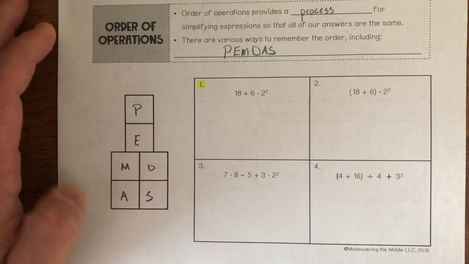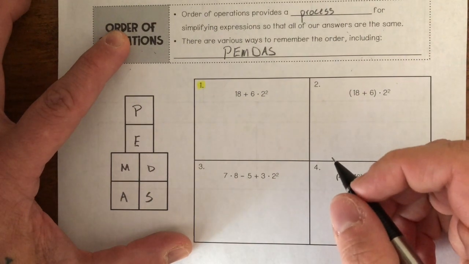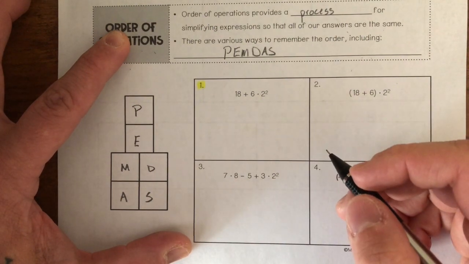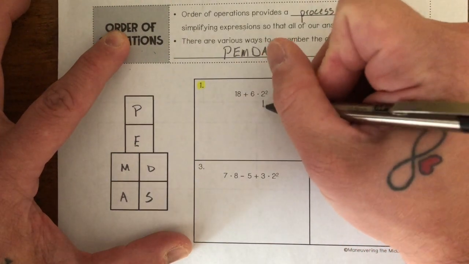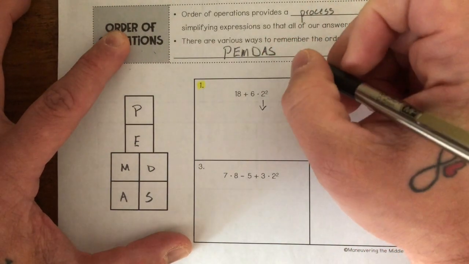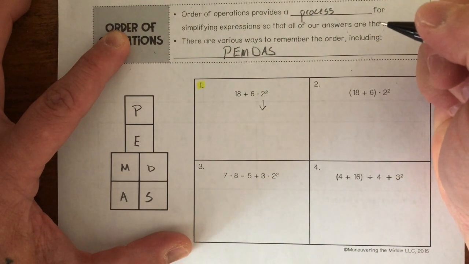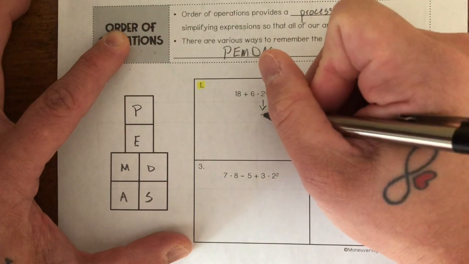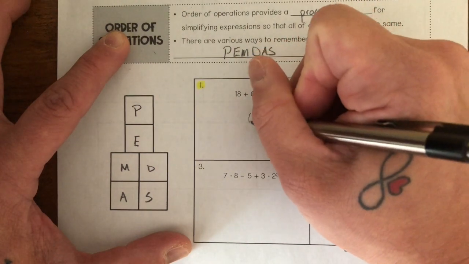So on your worksheet, I'm going to model this one right here on the paper. We have 18 plus 6 times 2 to the second. The first one I need to simplify is the exponents because I don't have any parentheses. So 2 to the second is 2 times 2, which is 4. And I can bring down the rest.